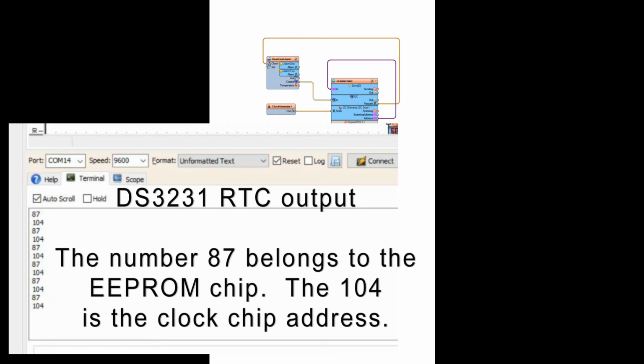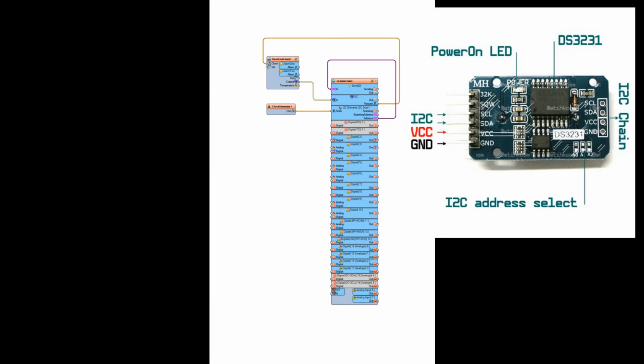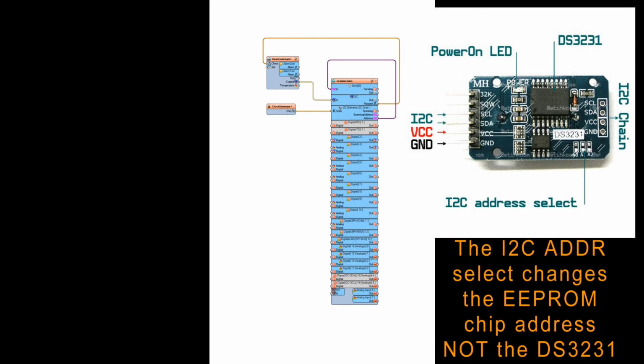So here's what happened when I ran it. It came up with two numbers, 87 and 104. 87 belongs to the EEPROM chip, and 104 belongs to the clock. Now the address select A0, 1, and 2, I think it says there, they change the EEPROM chip address, not the DS3231 clock address. You can daisy chain multiples.